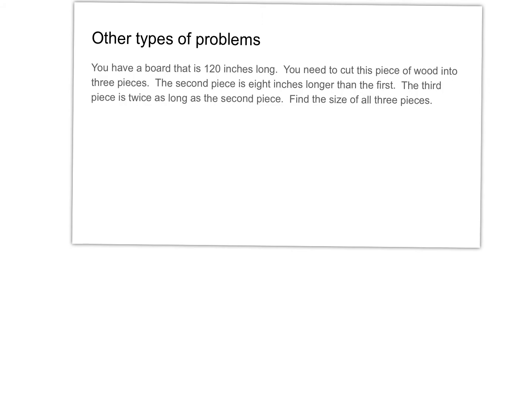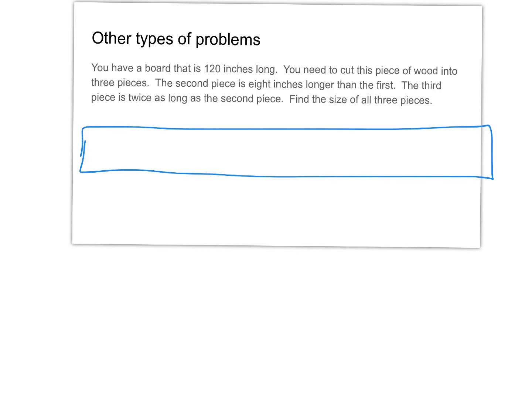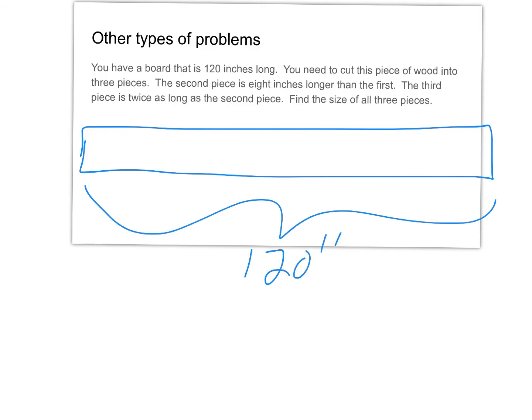Let me turn on my pen. I'm going to try that again. All right, so we have our piece of wood. It is 120 inches long. Now we're going to cut this into 3 pieces. We're told the second piece is 8 inches longer than the first piece. Well, do we know anything about the first piece? The answer is no. So that gets x. Now the second one is going to be x plus 8.